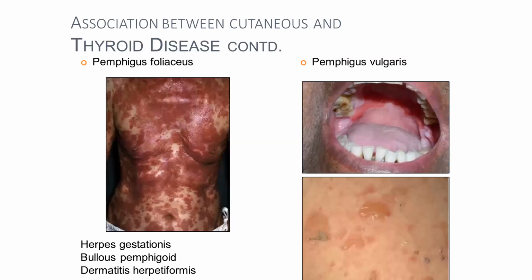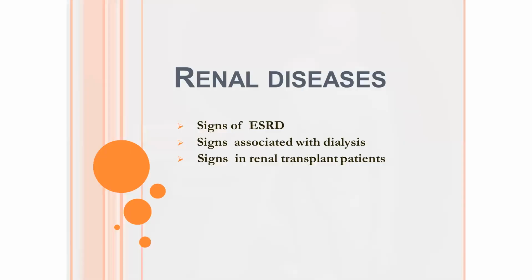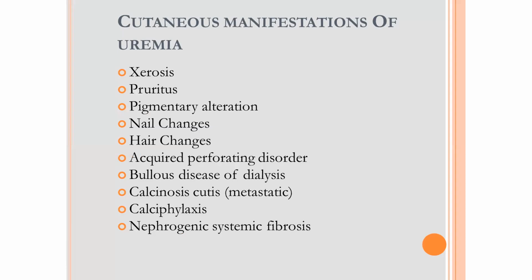Pemphigus foliaceus, pemphigus vulgaris, herpes gestationis, bullous pemphigoid, dermatitis herpetiformis, all these bullous disorders may be present with thyroid disease. Then renal diseases. It can be divided into three: the signs of end-stage renal disease, signs associated with dialysis, and signs in renal transplant patients.